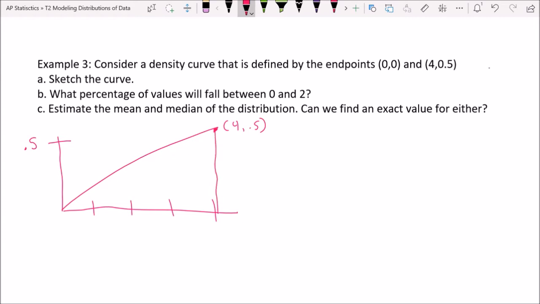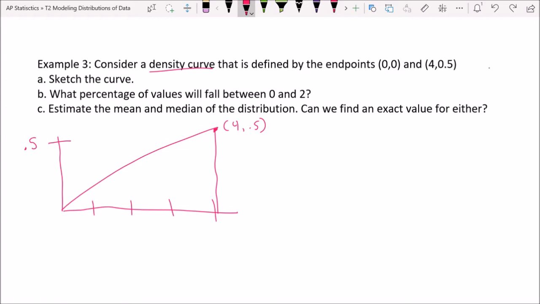Hey, quick question for you. I just drew a triangle. What's the area of that triangle? And don't calculate it. Just tell me, what is the area? Guys, you should know that the area is 1. It is a density curve. The area of the region under any density curve needs to be 1. So you don't need to calculate it. You should be able to just say it. Okay? So part A is done.